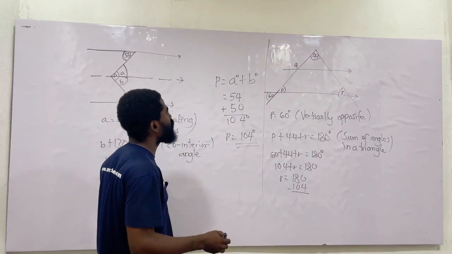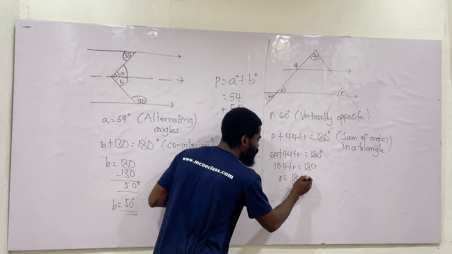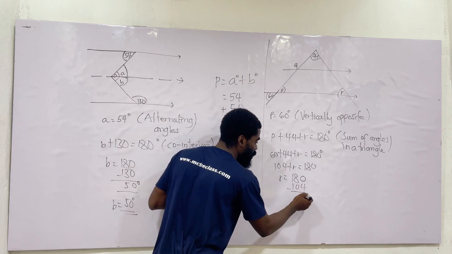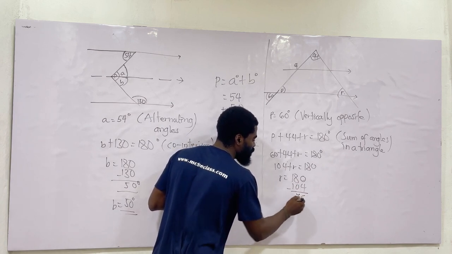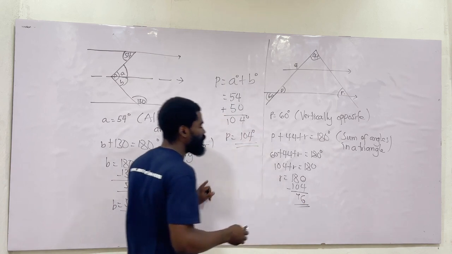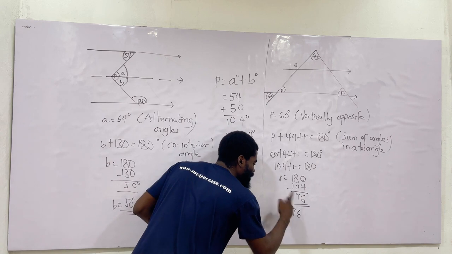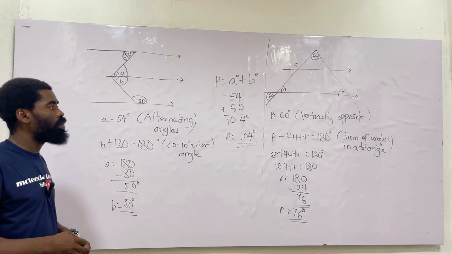180 minus 104 degrees. Let's subtract. So as I borrow one from the 8, I subtract, I get 6. I'm left with 7 here. 0 from 7 still gives me 7. So the answer is 76. Therefore, angle R equals 76 degrees. How do we get that?